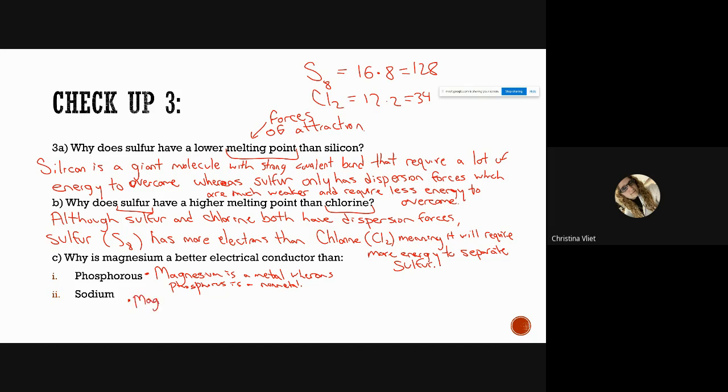Magnesium has more valence electrons than sodium. Notice I made a point here to say magnesium has more valence electrons than sodium, but you could have said instead magnesium has more delocalized electrons than sodium. Why? The delocalized electrons are the ones that are moving through, that are conducting electricity.